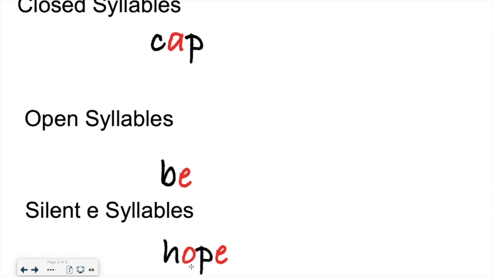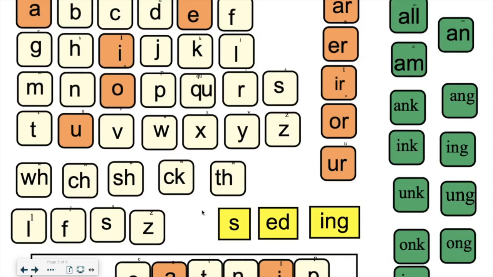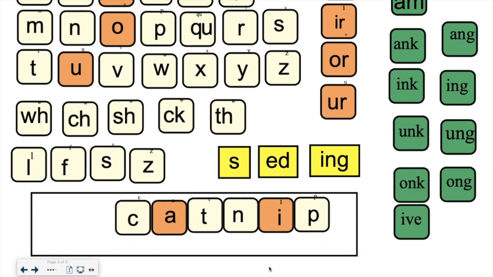These words have an E at the end, one vowel, a consonant between them, at least one consonant, and the vowel makes its long sound because the E is silent. It gives up its sound to help that vowel make its long sound. So now let's look at some words that have more than one syllable in them. Okay, I pulled down some sound tiles to make this very long word.